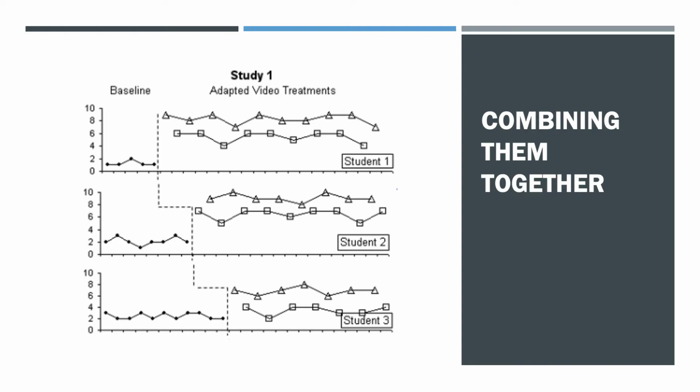So we're going to do an alternating treatments design combined with a multiple baseline design across participants. So we're talking about a single subject design on steroids here. As you can see, some of the things that I pointed out in some of the other designs as flaws have been fixed in this design.